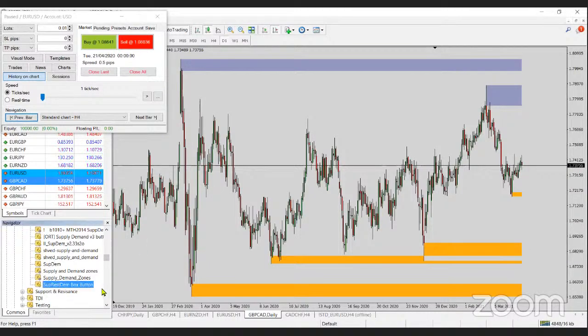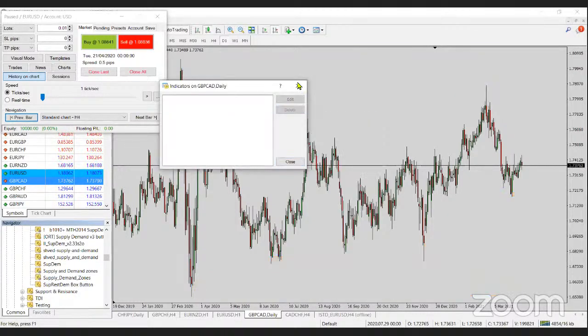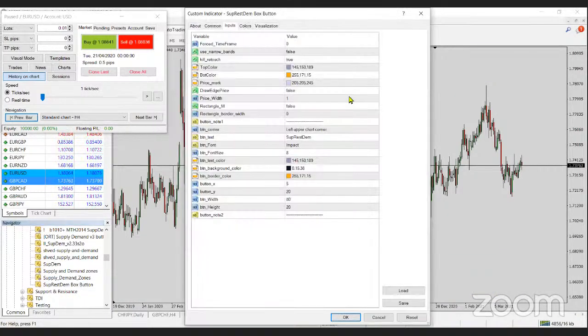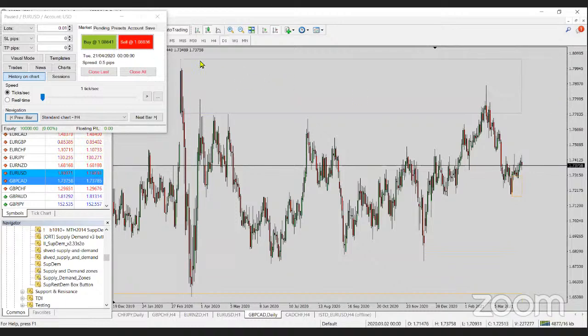What I've shared this time around is named the supply and resistance demand zone indicator. Let me get rid of that. Let me go through what it implements. Once you put it on the screen, this is what you can see. First thing, you have the force time frame. At 0, it means that whatever time frame you're on, it will use that time frame. So let's say I put 1440, then it will forever be showing the daily time frame supply and resistance, the boxes that are drawn here.